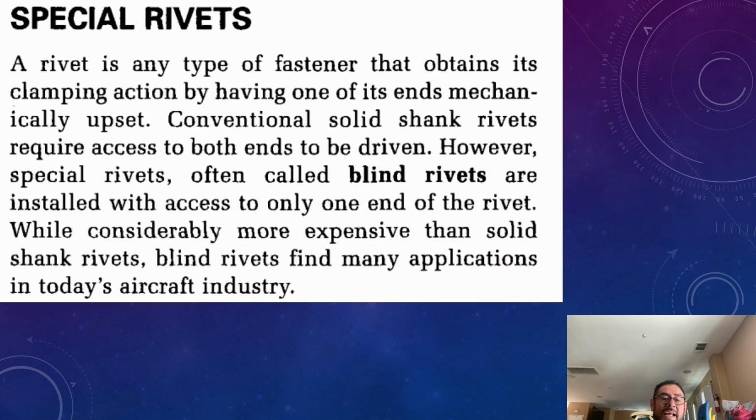Special rivets. A rivet is any type of fastener that obtains its clamping action by having one of its ends mechanically upset. Conventional solid shank rivets require access to both ends to be driven. However, special fasteners, often called blind rivets, very common in aviation, are installed with access to only one end of the rivet. While considerably more expensive, very much more expensive than solid shank rivets, blind rivets find many applications in today's aircraft industry.